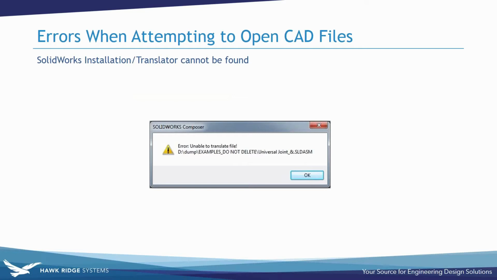If you have received the Unable to Translate error message and the SOLIDWORKS Translator has already been installed, this error may be due to Composer input settings that have been set incorrectly. This is most common after installing a new version of Composer on a computer that has previously had Composer installed.